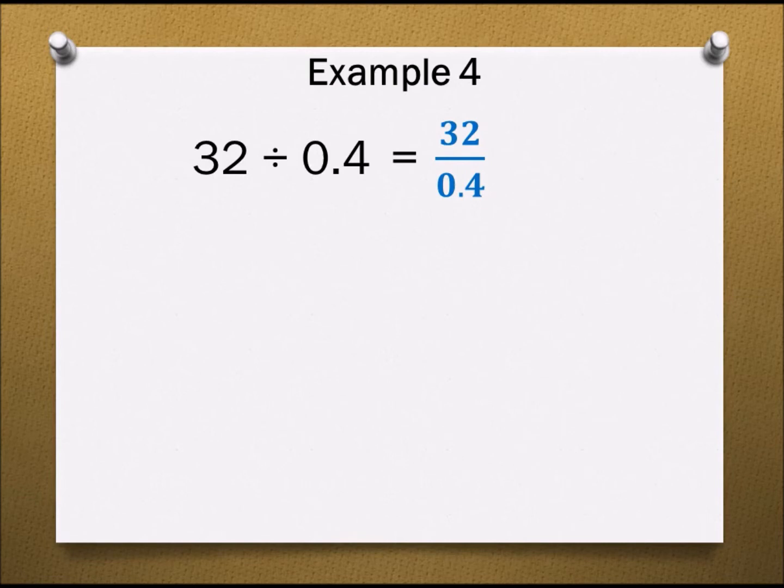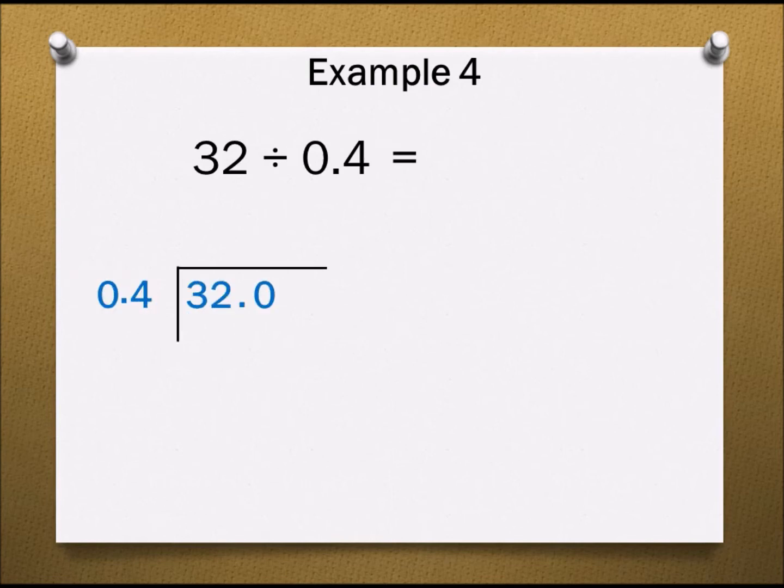Okay, now let's try example 4. So 32 divided by 0.4. So again, 32 is the numerator, 0.4 is the denominator. And it topples over, so we know the 32 goes inside as the dividend, and the 0.4 is the divisor. Now when we do division with decimals, you cannot have a decimal like 0.4 as the divisor. So what you do is you're going to have to bring that decimal place to the right, behind the 4, so it's a whole number.